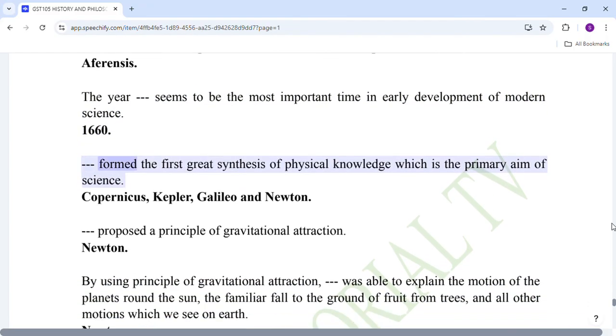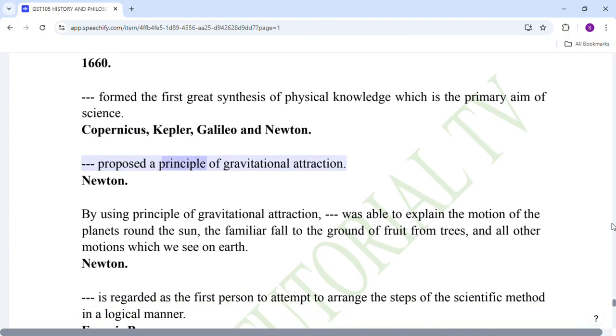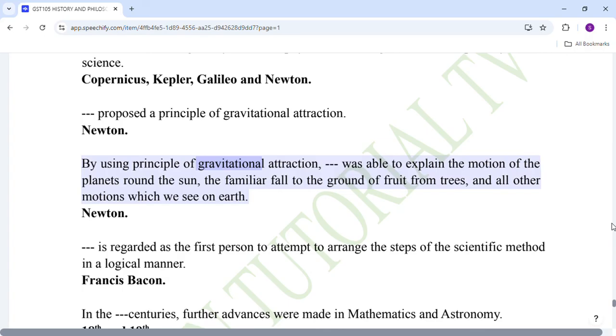1660 formed the first great synthesis of physical knowledge, which is the primary aim of science. Copernicus, Kepler, Galileo, and Newton. Newton proposed a principle of gravitational attraction. By using the principle of gravitational attraction, Newton was able to explain the motion of the planets round the sun, the familiar fall to the ground of fruit from trees, and all other motions which we see on Earth.